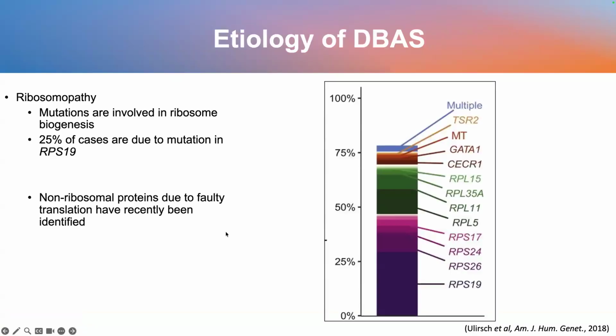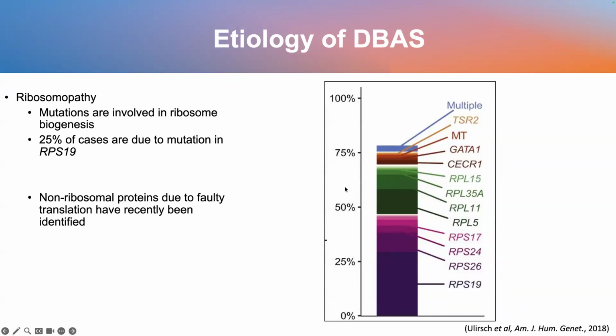So now let's dig into the molecular etiology of these syndromes. So as I mentioned, it's a ribosomopathy. The mutations are involved in ribosome biogenesis, okay? So RP, ribosomal proteins, S for small subunit, L for large subunit. In 25% of the cases, you have a mutation in the so-called RPS19, ribosomal protein small subunit 19. And then RPL5 is another one that is really mutated very often in these patients.